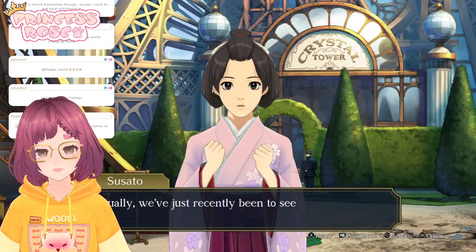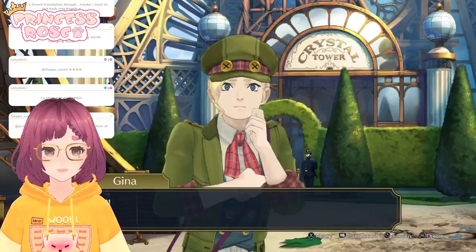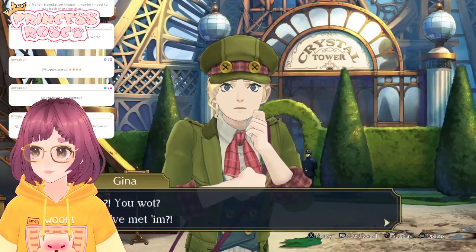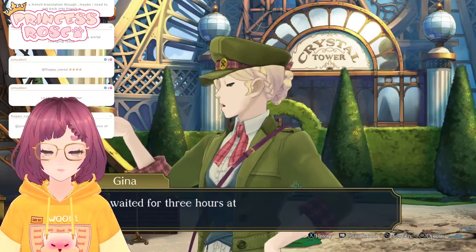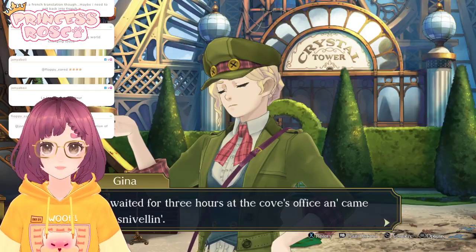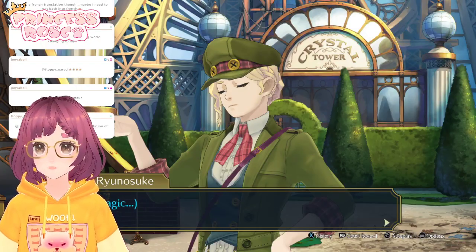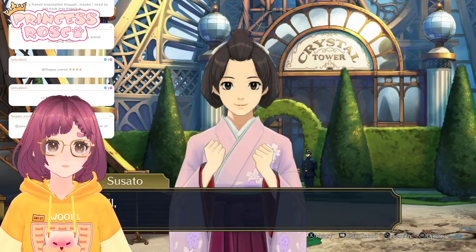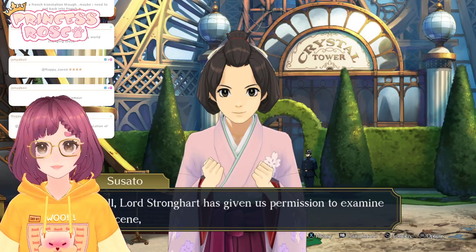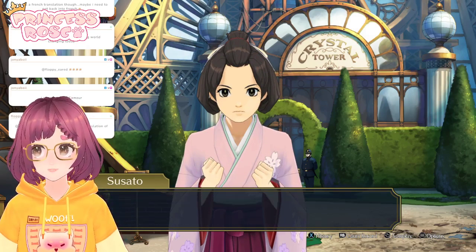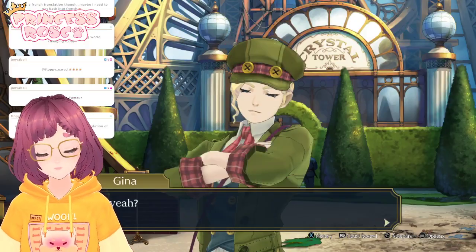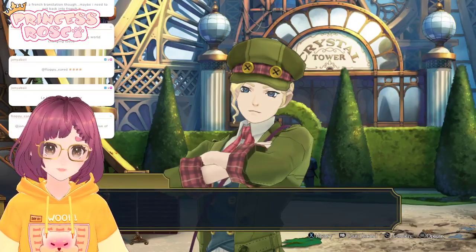Actually, we've just recently been to see Lord Strongheart. Huh? You what? You met him? Last time the boss was called to go see him, he waited for 3 hours at the Cove's office and came back sniveling. Sniveling? Tragic. Well, Lord Strongheart has given us permission to examine the scene as long as we touch nothing. Oh yeah? Honestly.